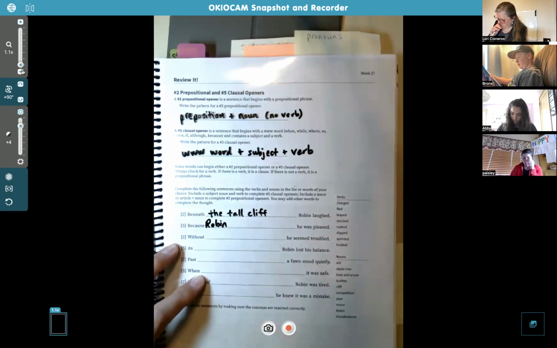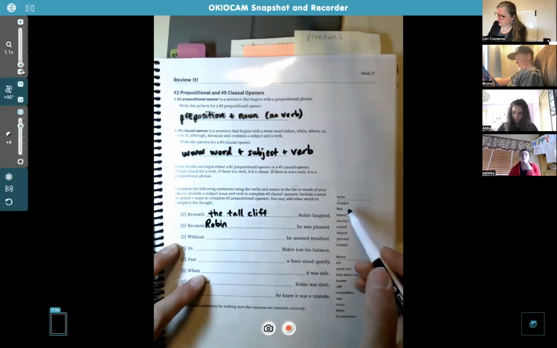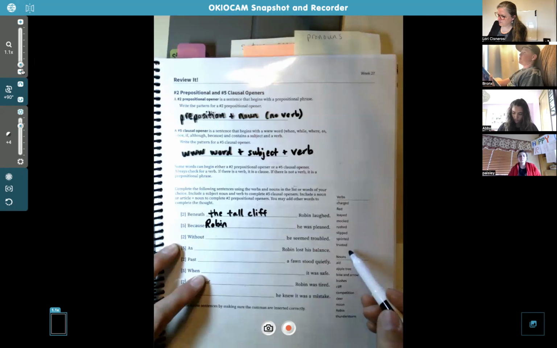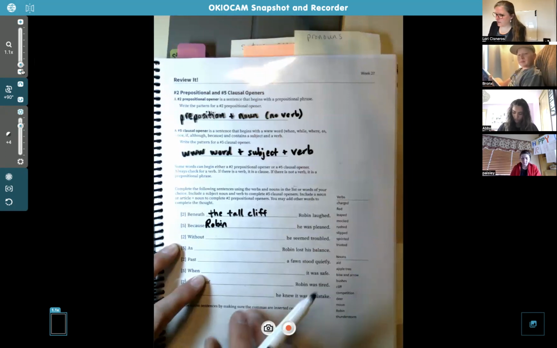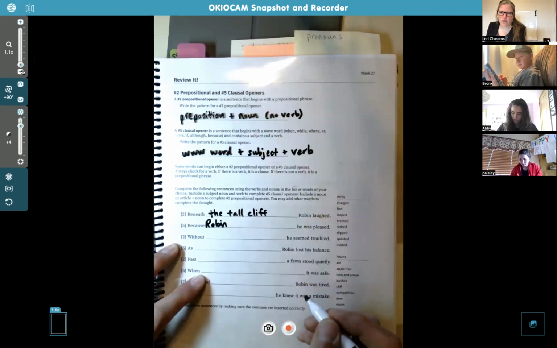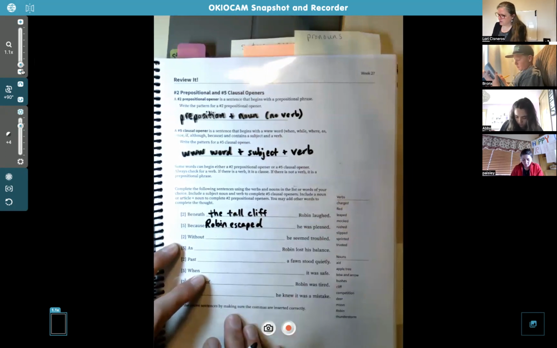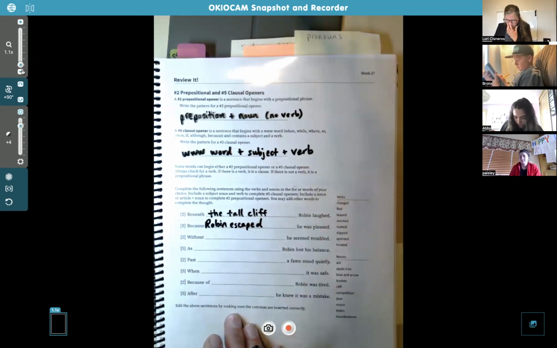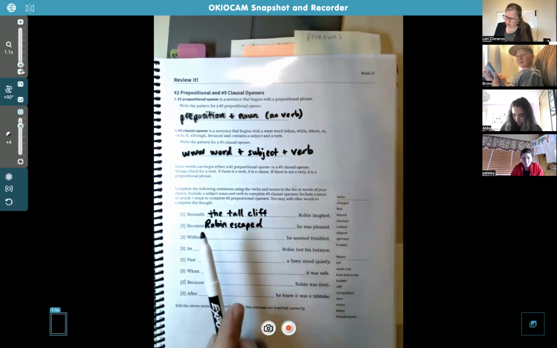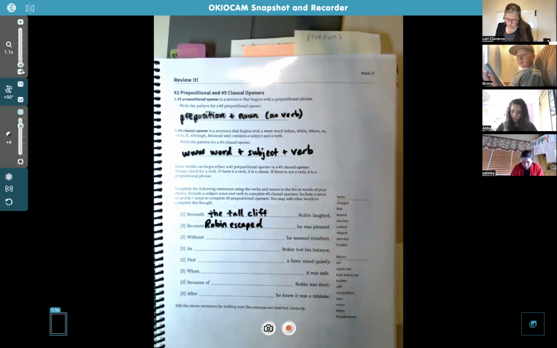Robin was, instead of because what? Because Robin escaped, he was pleased. Okay, good. I like that. That escaped is not here, but that's okay. You can pick your own word. Because Robin escaped, he was pleased. Very good. I like it. Because you have the subject Robin and the verb escaped. Good job.